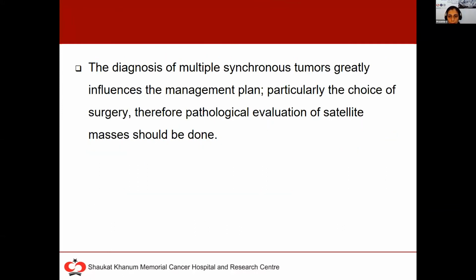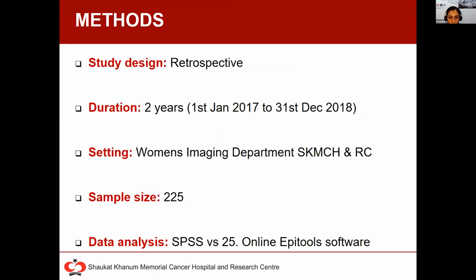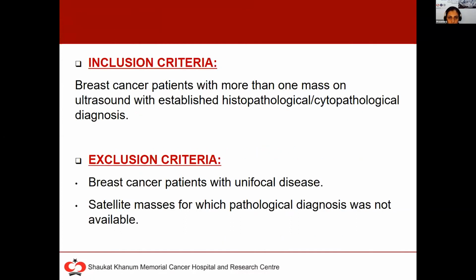The diagnosis of multiple tumors greatly influences the management plan, especially the choice of surgery. So pathological evaluation of satellite masses should always be done. This is a retrospective study in which the imaging and pathology of breast cancer patients coming to Women's Imaging Department of Shaukat Khanum Hospital were reviewed from 1st January 2017 to 31st December 2018. A total of 225 patients were included, and data analysis was done on SPSS version 25. Online EpiTool software was used to compute the sensitivity, specificity, and positive and negative predictive values.